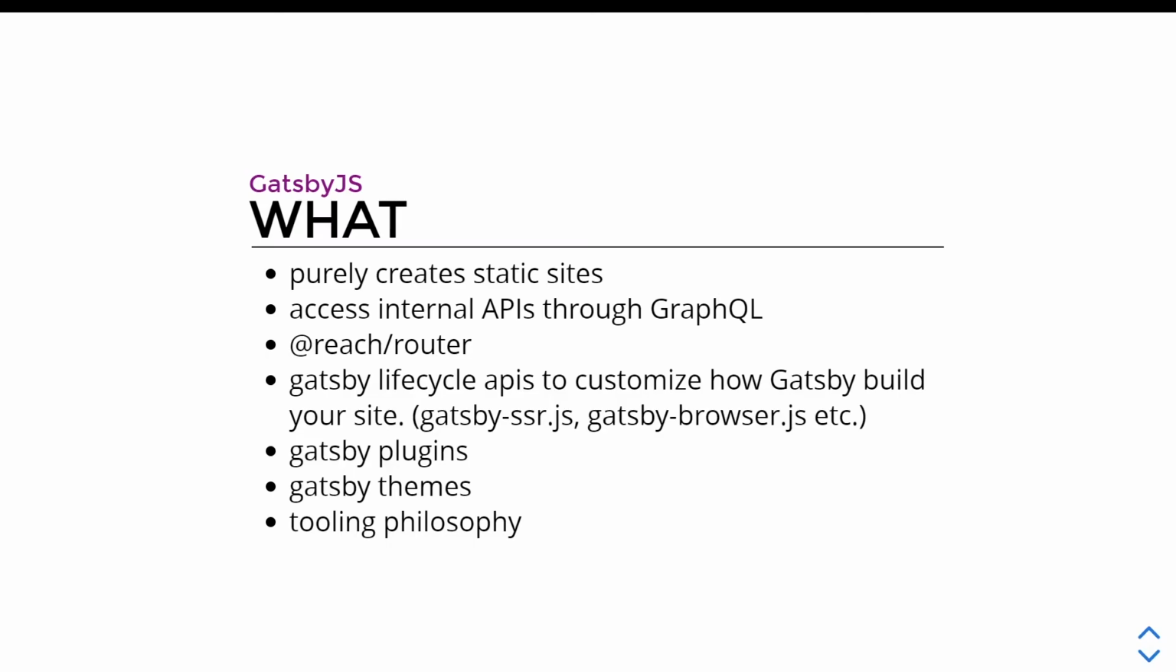Gatsby has its own internal routing pattern, of which it just uses @reach/router behind the scenes. If you recall, this is the routing library I used back at CRA PWA. There are several lifecycle APIs that help you guide Gatsby on how to build your site, similar to _app.js and _document.js of Next. For example, we have gatsby-ssr.js and gatsby-browser.js, etc.